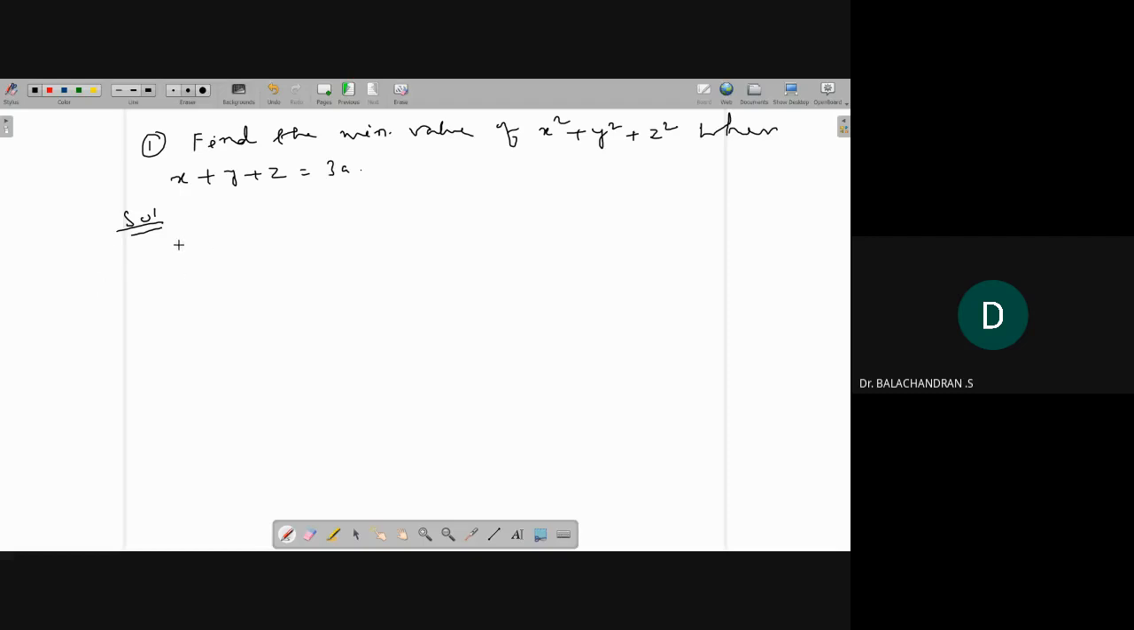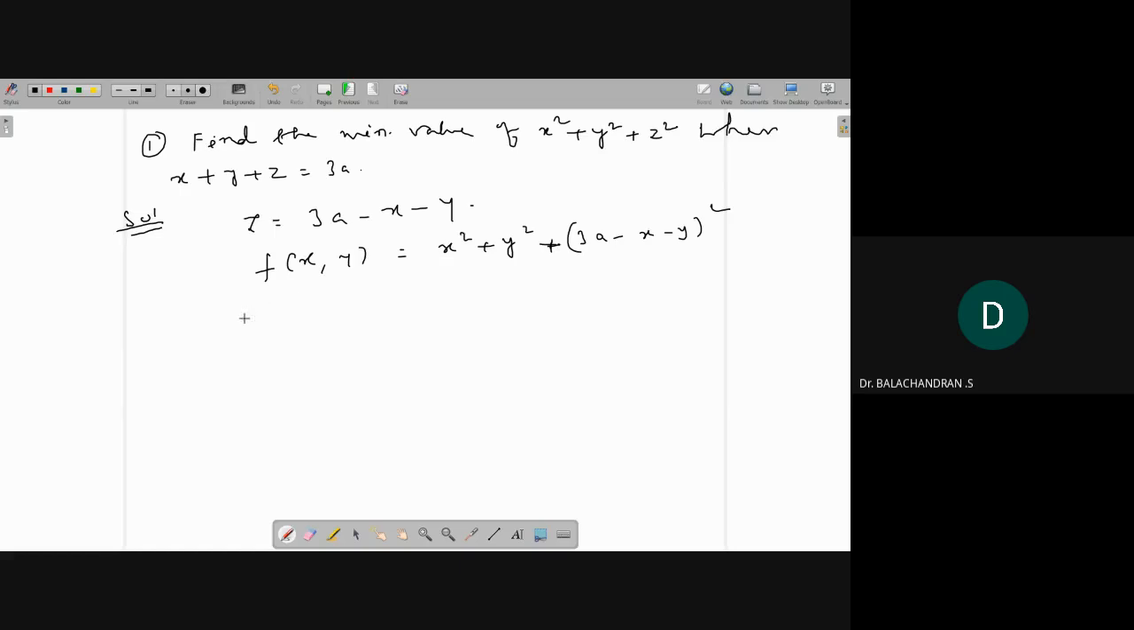Now, solution. From this equation, z equal to 3a minus x minus y. So x square plus y square plus z square, you can write f of x comma y equal to x square plus y square plus, instead of z square, 3a minus x minus y whole square. Now this is a function of two variables.